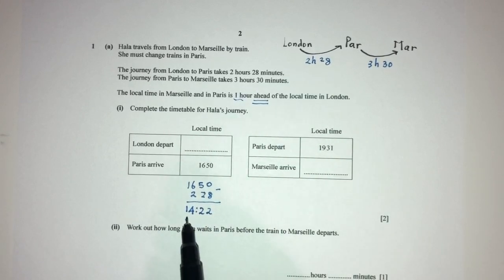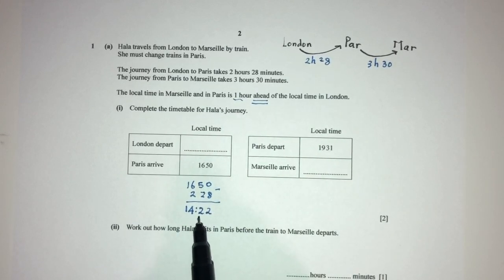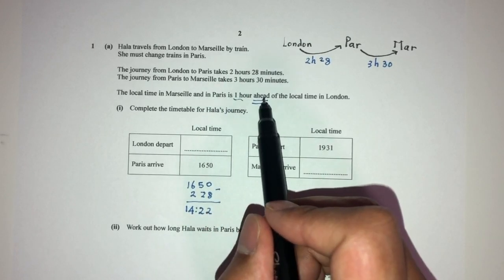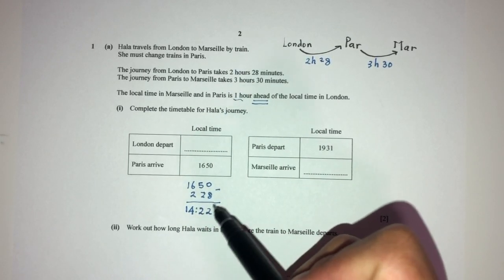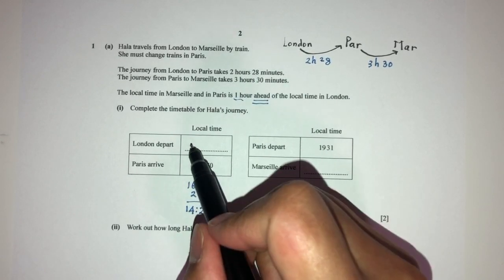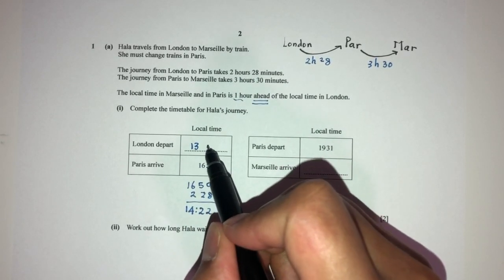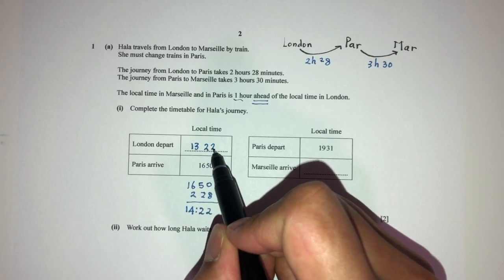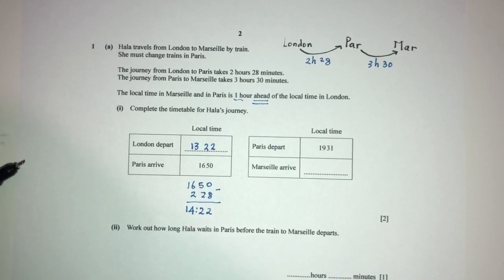Now, this is the time in Paris. Now we understand the time in Paris is 1 hour ahead, so the time in London will have to be 1 hour back. So 14 will become 13, actually, 13:22. That will be the time in London when they leave.